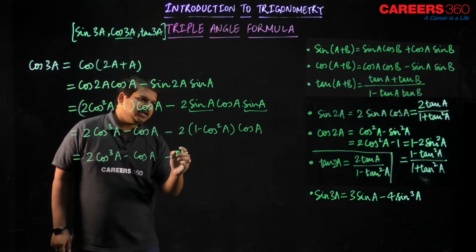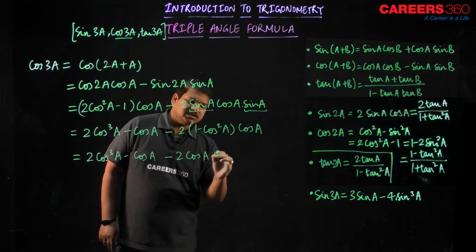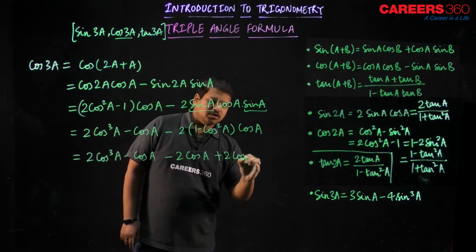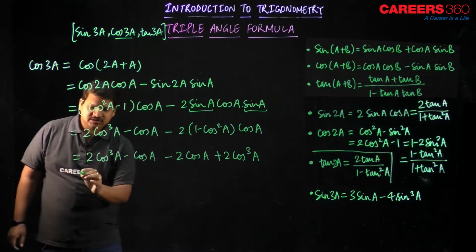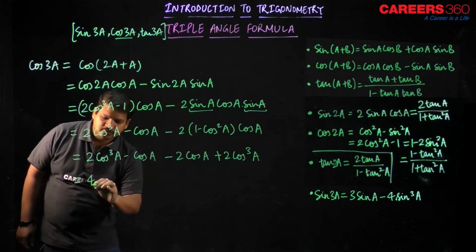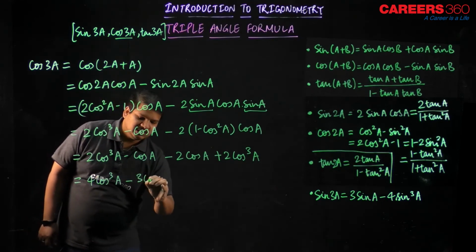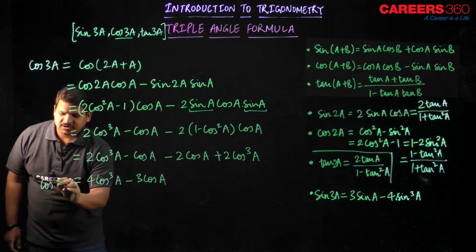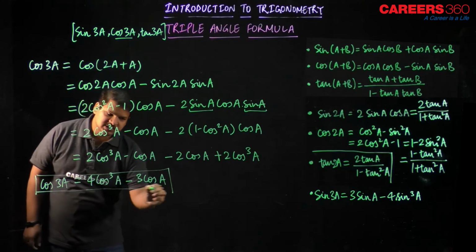So this is minus, see, this is 2 cos A, so this will be minus 2 cos A, and then minus minus plus 2 cos cube A. And now this will be 2 cos cube A and 2 cos cube A, so 4 cos cube A minus 3 cos A. This will be my expression of cos 3A. I hope it is making sense to you.